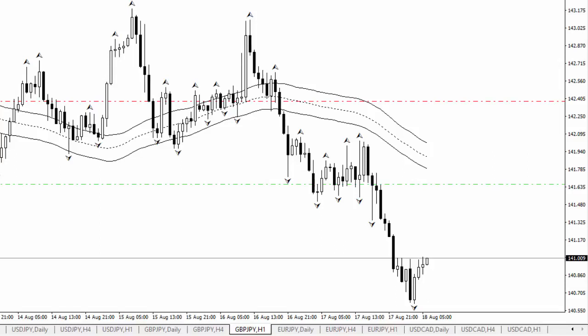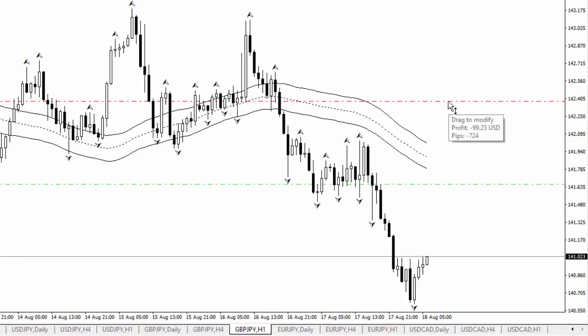As it is now, our overall risk on this open short trading position is about minus 72.4 pips, which is equivalent to about 99 US dollars and 23 cents, since I'm only trading a puny little 15 mini lots of the GBP JPY currency pair.